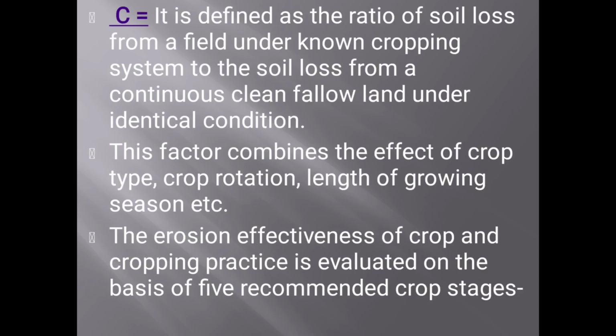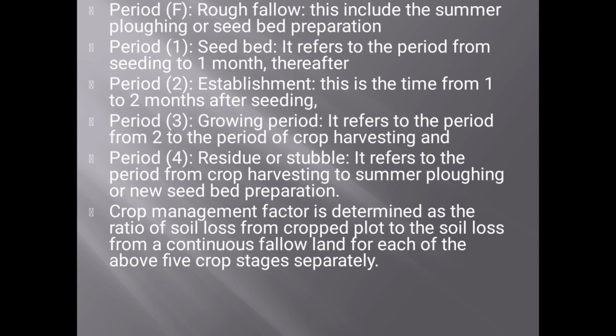Next, C is defined as the ratio of soil loss from a field under a known cropping system to the soil loss from a continuous clean fallow land under identical conditions. This factor combines the effect of crop type, crop rotation, length of growing season, etc. The erosion effectiveness of crop and cropping practices is evaluated on the basis of 5 recommended crop stages. First, period F, rough fallow land. Next, seed bed. Next, establishment period. Next, growing period. Then residue and stubble period.